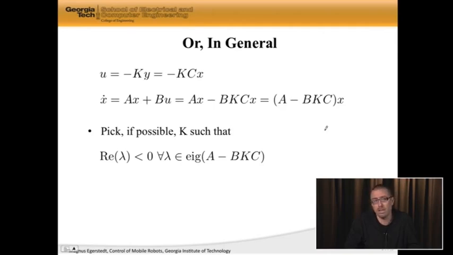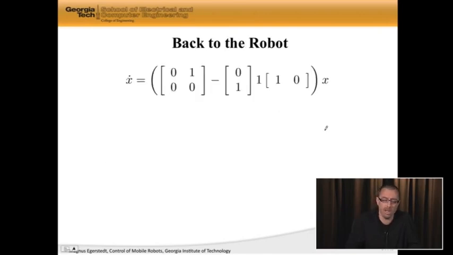So that's really our job here. And we've, in a way, already picked k. We said k was equal to 1. Well, let's see what's happening if that's the case. Then we have x dot is, this is A, this is B, this is K, and this is C. So this is what we have in terms of the system matrix for our robot.